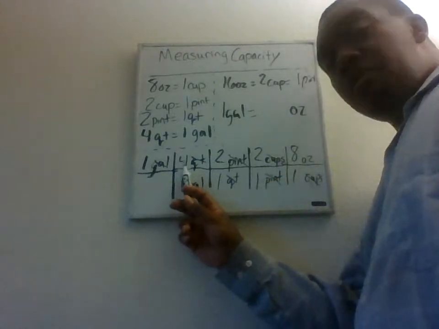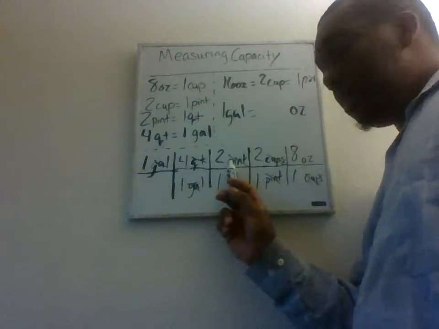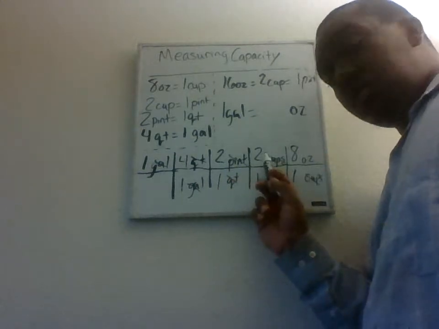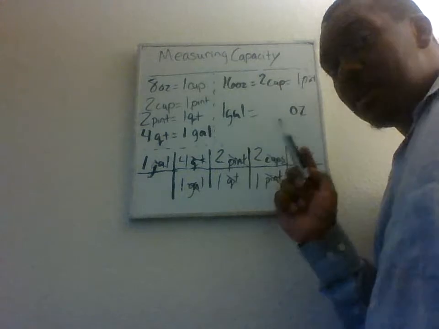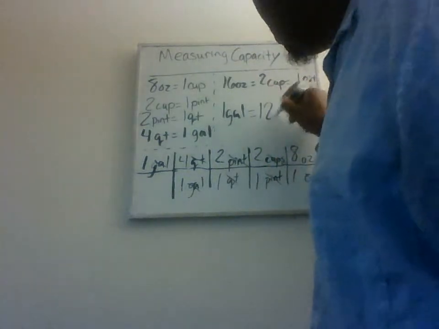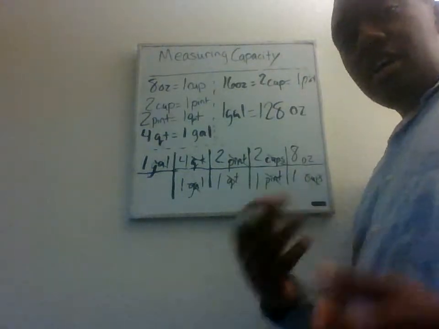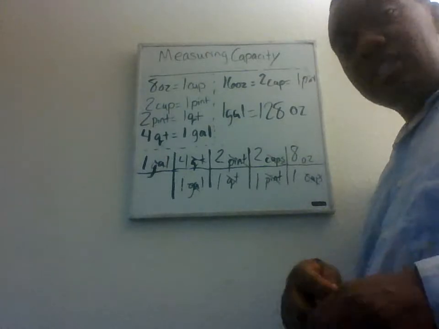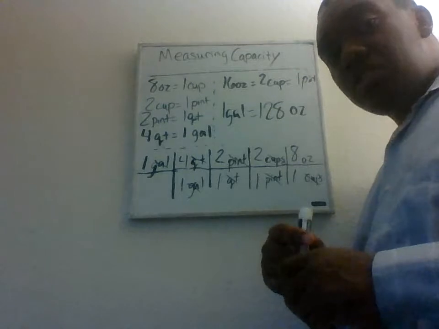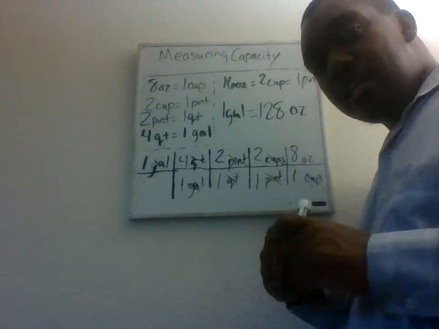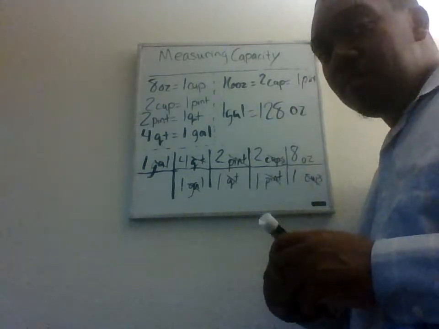But 1 times 4 would be 4. 4 times 2 would be 8. 8 times 2 would be 16. And then 16 times 8, 128. There are 128 fluid ounces in 1 gallon. So if you're trying to count how many ounces you're drinking to see if you can reach that full gallon, you just need to get 128 of them.